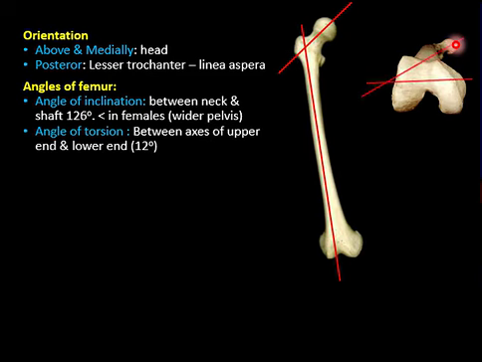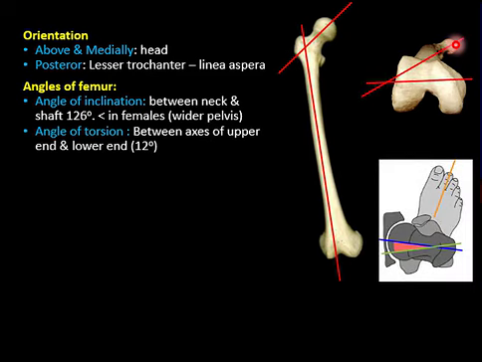The second angle is called the angle of torsion. It's the angle between the axis of the upper end and the axis of the lower end. The axis of the upper end is directed laterally and forwards. The axis of the lower end is almost horizontal. The angle between the two is the angle of torsion, which is about 12 degrees. This is a top view, showing the axis of the upper end and the axis of the lower end, and this is the angle between them.